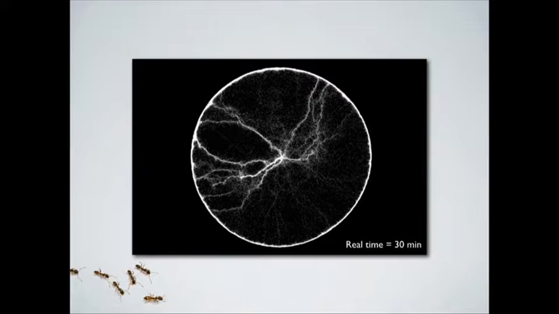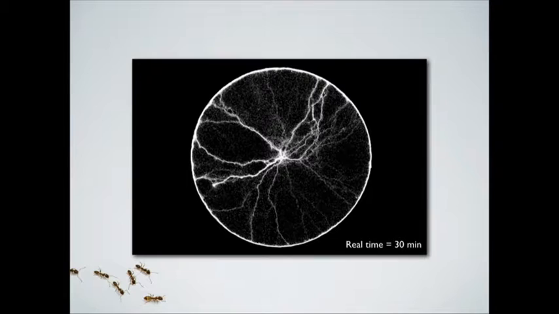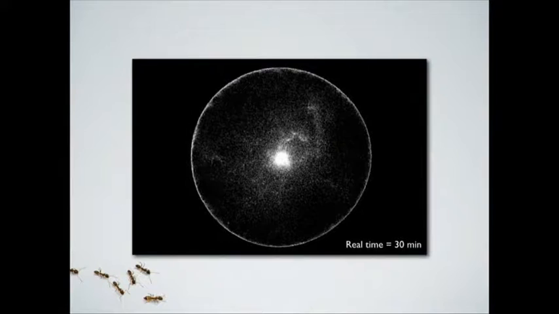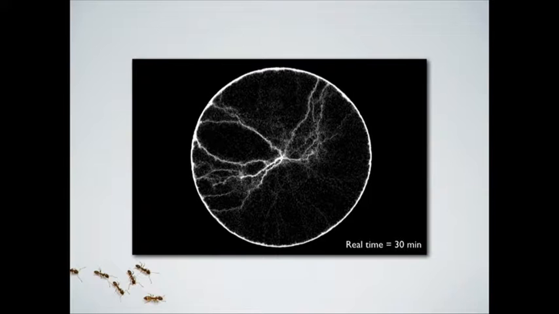It's my personal opinion because it's my personal work. It's a video showing you the emergence of a network of trails in the Argentine ants, Linepithema humile. Argentine ants are these little guys, this invasive species in the south of Europe. If you put them in a circular arena with the nest entrance in the center, there's absolutely no food, nothing in the arena. They're just leaving the nest, and they're always permanently laying pheromone behind them.